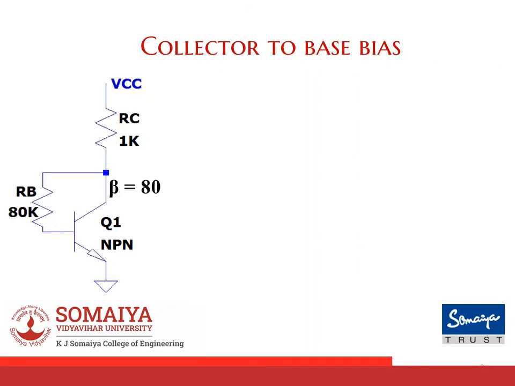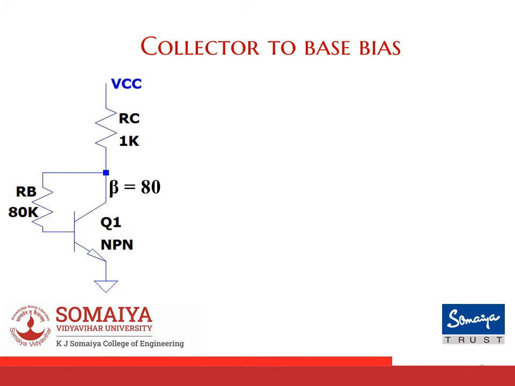Let's look into the next circuit, which is collector to base biasing. This is also a very common technique used for biasing an NPN or a PNP transistor. Here RC and RB provide biasing. Now, if you can observe, the current flowing through RC is going to be a combination of the current flowing through the transistor, IC, and the base current IB.